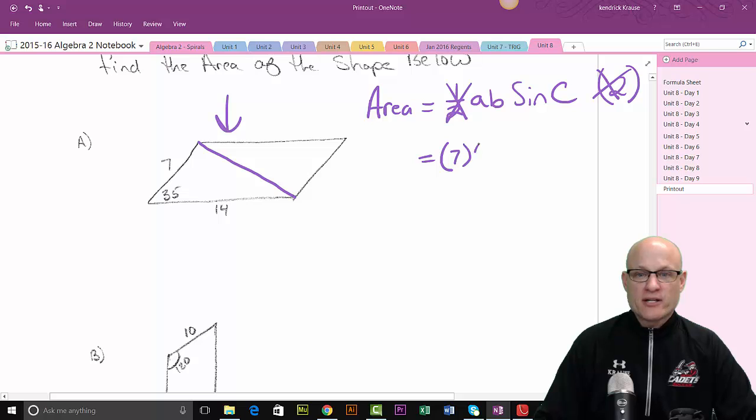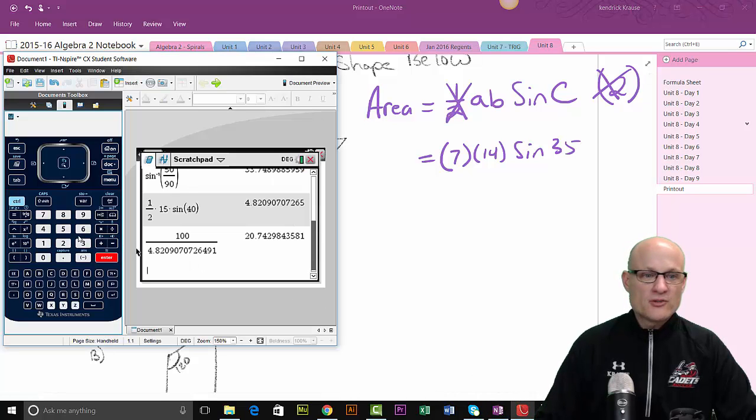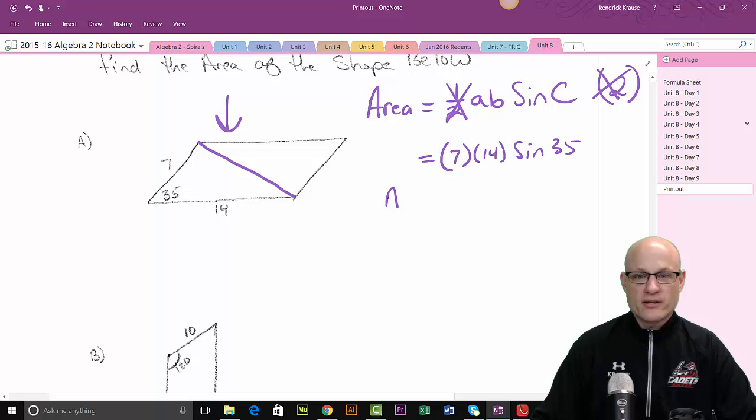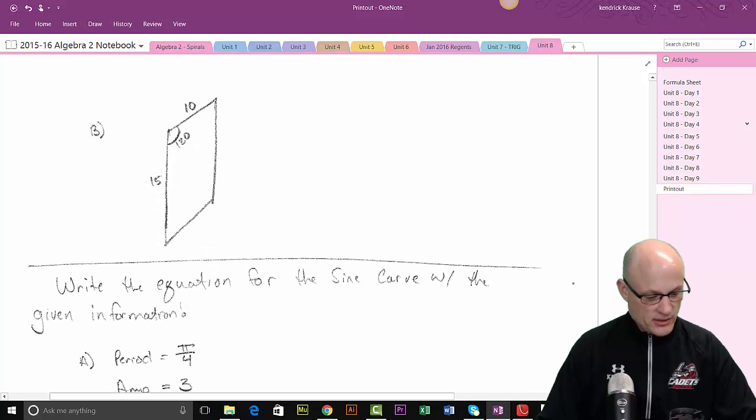So 7 times 14 times the sine of 35, and I get 56.2. So hopefully you got area equals 56.2. You guys do the next one. Pause it.